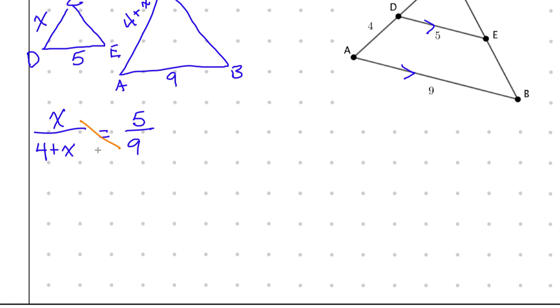So when I cross multiply, 9 times X is 9X. And then cross multiply in the other direction, 5 times the quantity of 4 plus X. If you ever have things that are being added or subtracted, make sure that they have parentheses whenever they're being cross multiplied. All right, let's solve. So I still have 9X on the left-hand side. On the right-hand side, I need to distribute. 5 times 4 is 20. 5 times X is 5X.